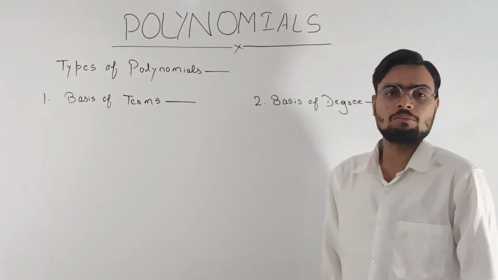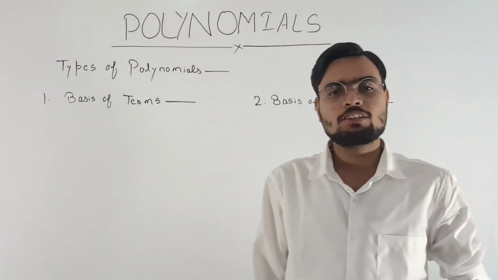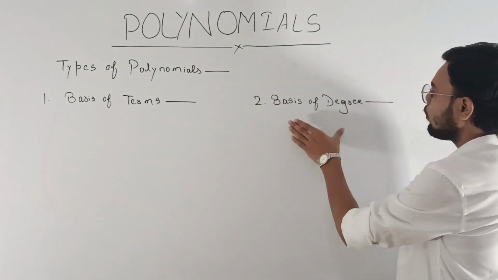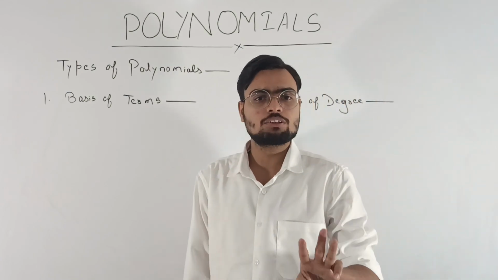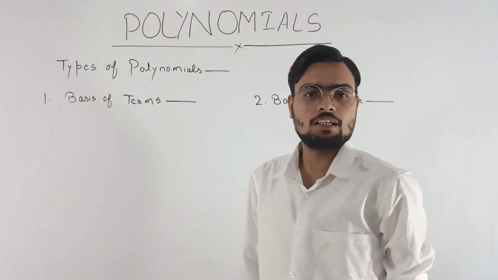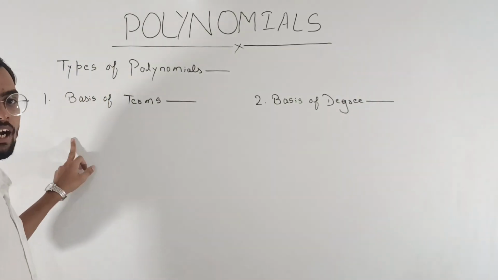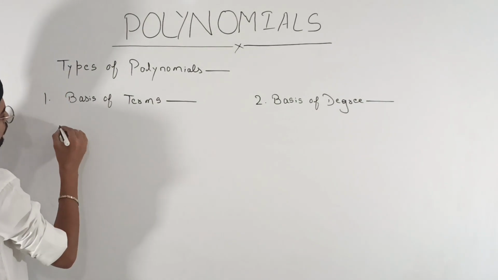Now let's move to our next topic, that is types of polynomial. Polynomial is categorized on two bases. First one is on the basis of terms, and second one is on the basis of degree. On the basis of terms, polynomial is classified into three types. First one is monomial, when number of terms is 1. Second one is binomial, when number of terms is 2, and last one is trinomial, when number of terms is 3.